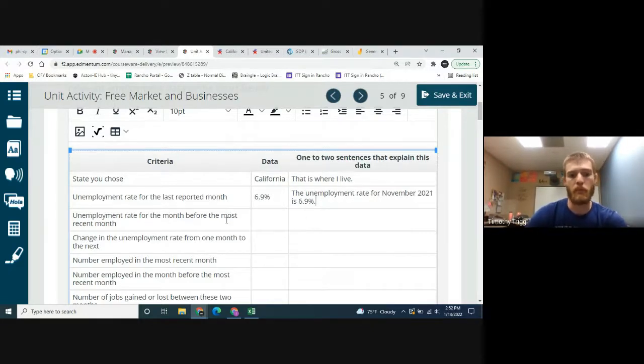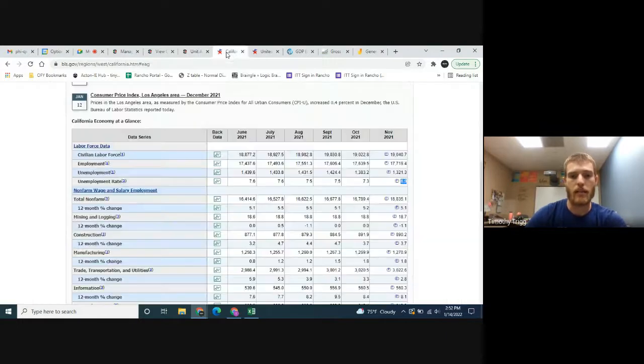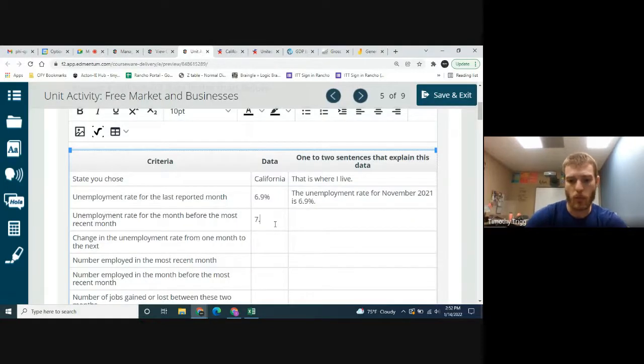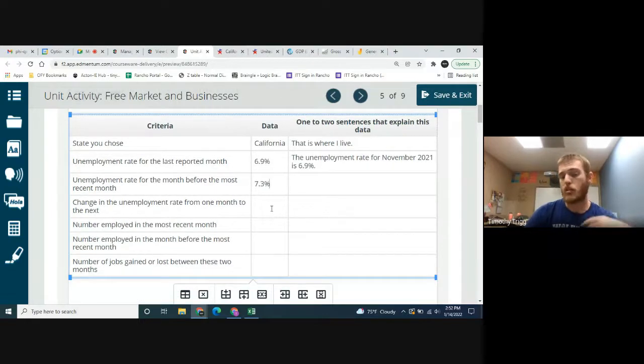Unemployment rate the month before. In this case, the month before, that's October 2021, 7.3%. Now, when it comes to unemployment, generally for a healthy economy, you want the unemployment rate to be as low as possible. Basically, you want everyone who's looking for a job to be able to find a job. So again, put what that means in a complete sentence. The unemployment rate for October 2021 is 7.3%.